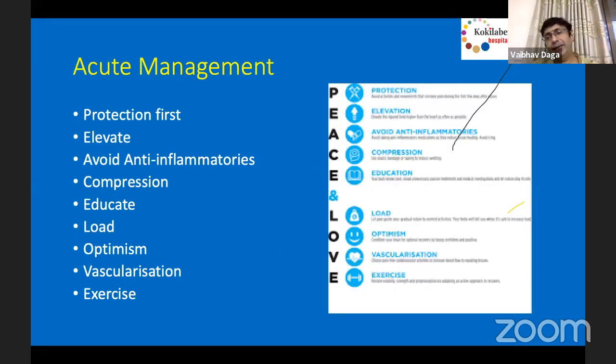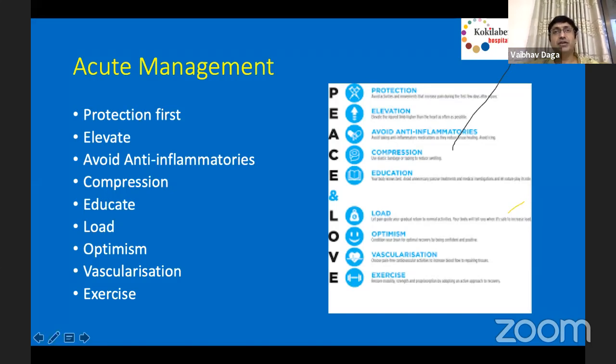So coming back, when we look at the acute management, it is basically first aid. This is the latest acronym that has come across, called PEACE and LOVE. The P stands for protection first, then elevation, avoid anti-inflammatories, compression, and education. So protection is very, very important.